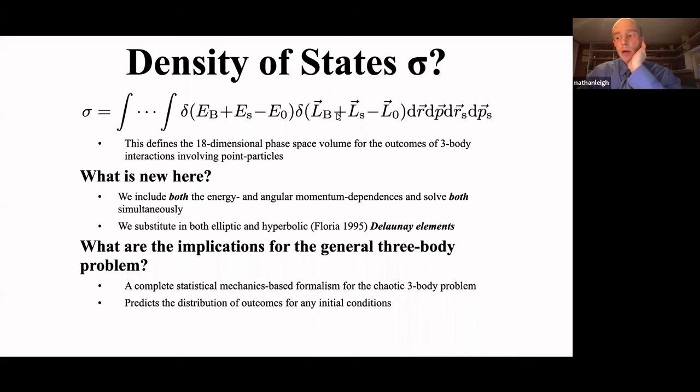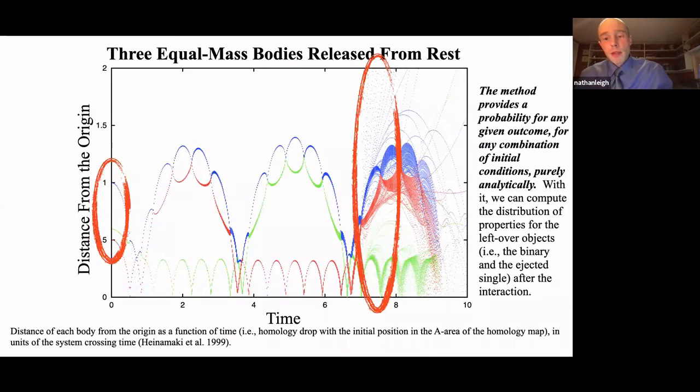And what you can then do is marginalize over any two parameters and obtain the predicted distribution of, for example, binary orbital energies. And this gives the probability of the interaction yielding a binary of any given orbital energy. And so what the method allows us to do effectively is to take a well-defined initial set of conditions as shown on the left, and map it to a distribution of outcomes shown on the right, purely analytically.